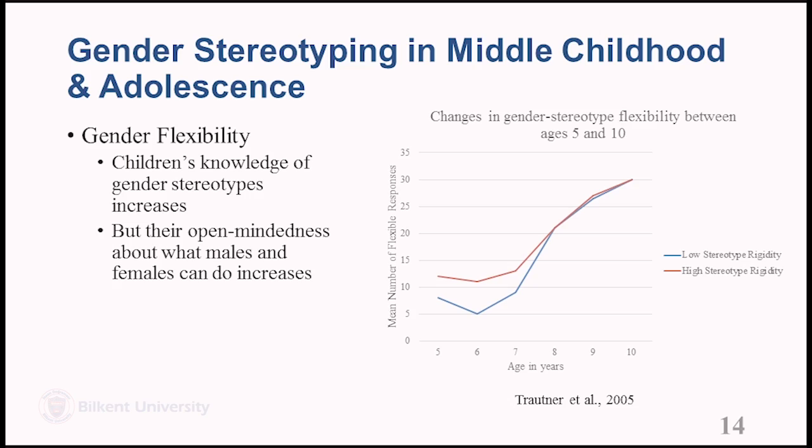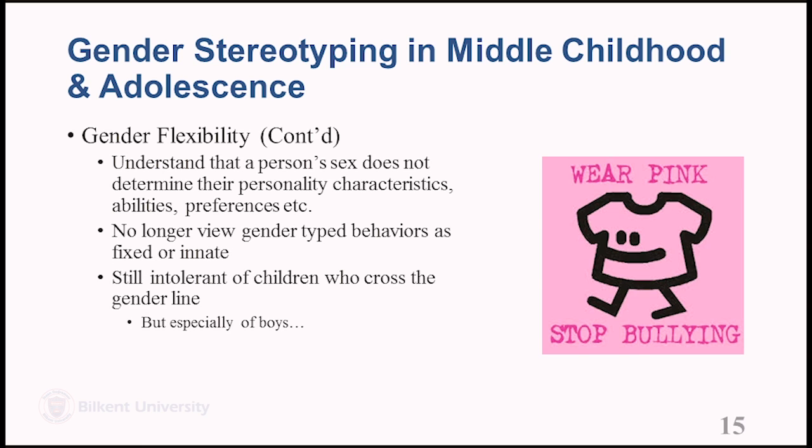And so as children get older, they do get more flexible in their viewing of genders. They may understand that a person's sex does not determine their personality characteristics, their abilities, or their preferences. And they no longer view gender type behaviors as fixed or innate, like women are born with empathy, for example. They start thinking that men could have high levels of empathy too, right?